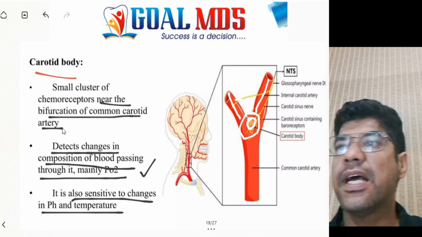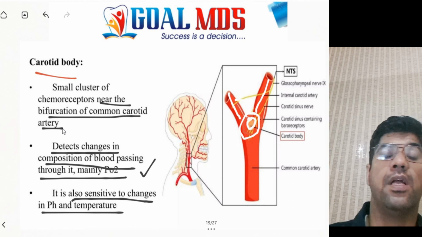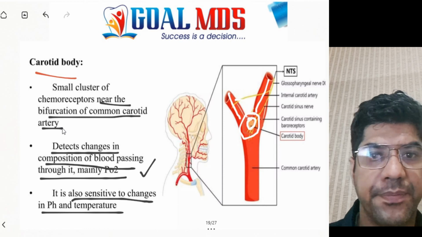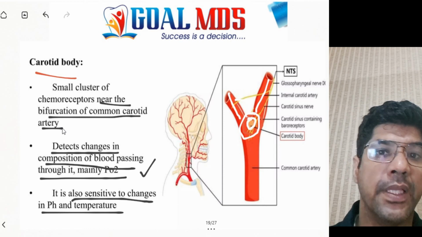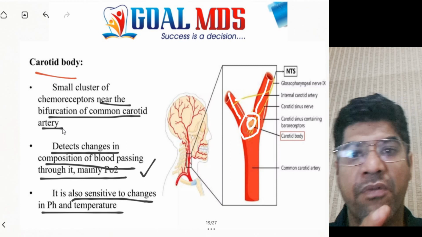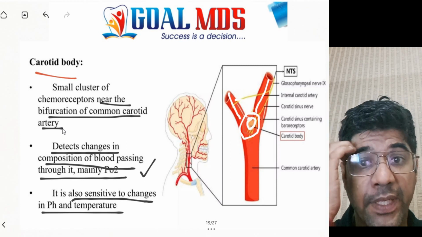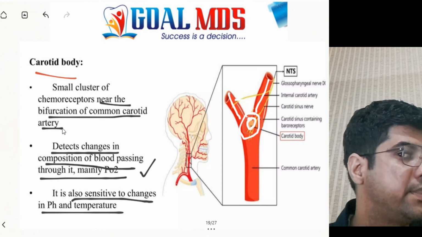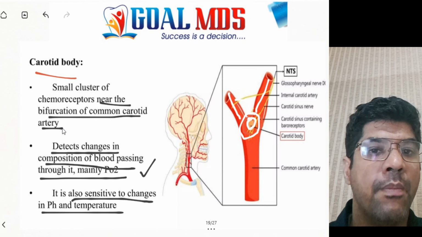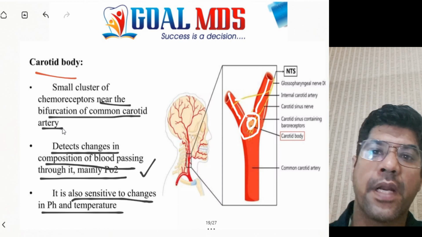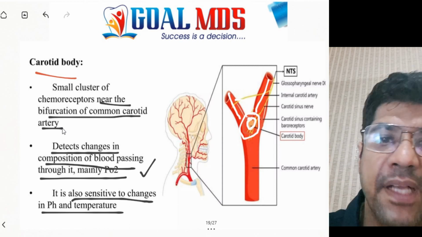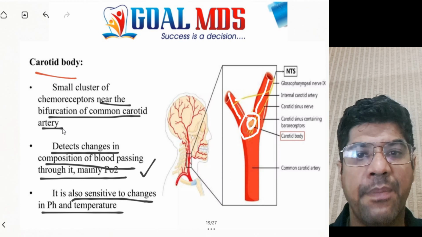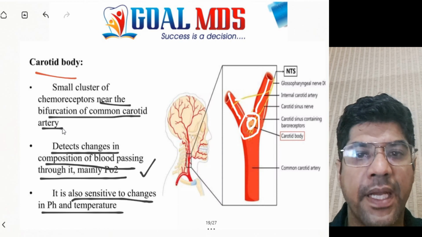What is the clinical importance of this carotid sinus? The carotid sinus is innervated by nerves. In some individuals, this sinus can be overly sensitive. In cases like sudden head rotation, it might lead to slowing of the heart rate. That condition is known as carotid sinus syndrome. The carotid sinus massage can help to control supraventricular tachycardia.